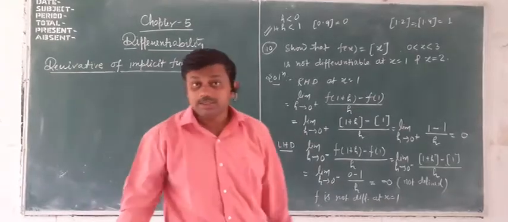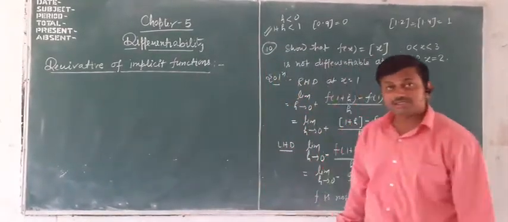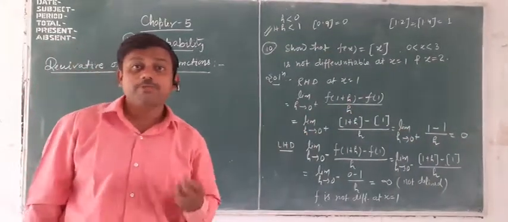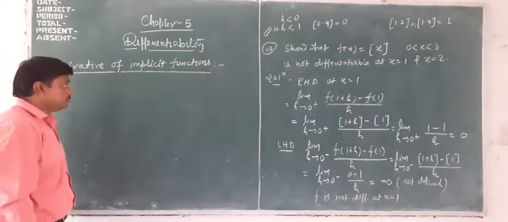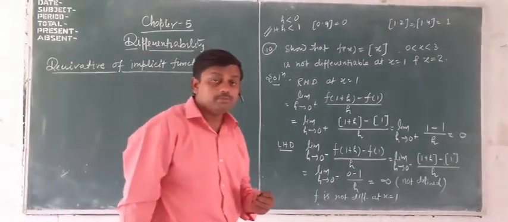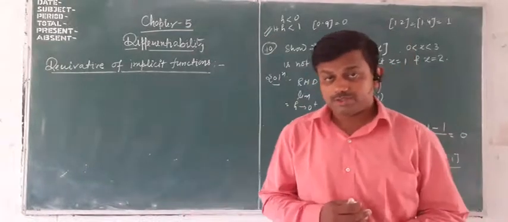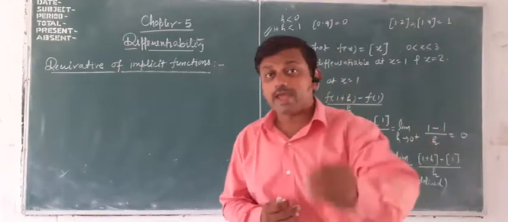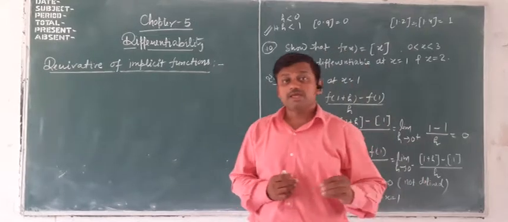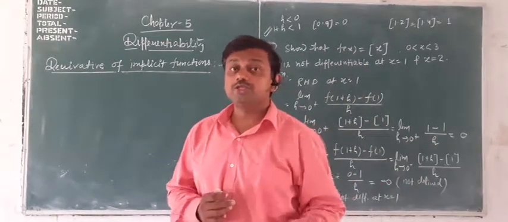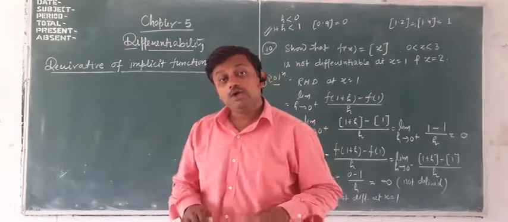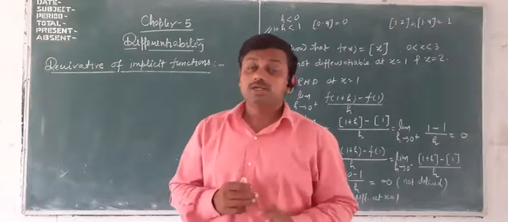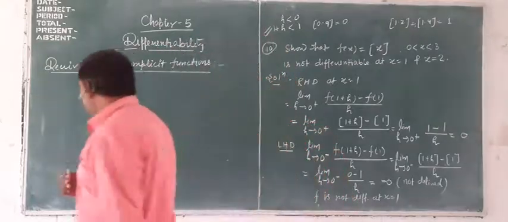Now we shall discuss a new topic for the next exercise: derivative of implicit functions. First we shall discuss what implicit functions are. Suppose a function can be expressed so that y can be expressed in terms of x, or x can be expressed in terms of y. That function is not implicit. If we are unable to express y in terms of x or x in terms of y, that function is an implicit function. I will give you one example.